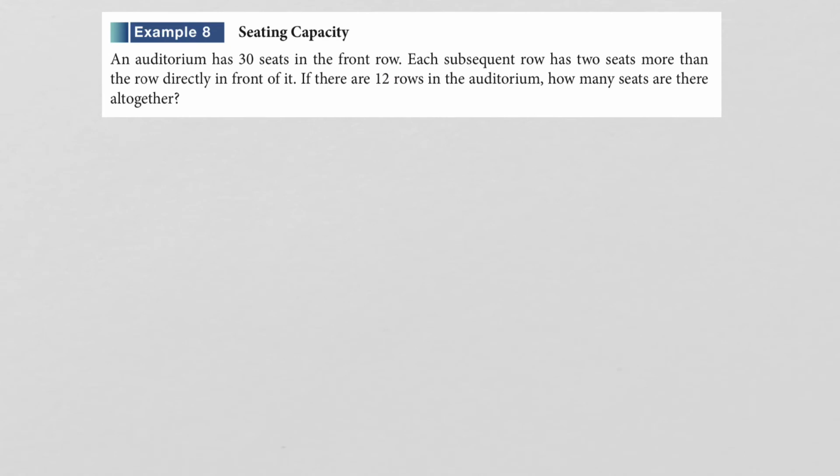Now let's take a look at an application. This is an application of an arithmetic sequence. It says an auditorium has 30 seats in the front row. Each subsequent row has 2 seats more than the row directly in front of it. So the front row has 30 seats. The next row is going to have 32 seats. The next row will have 34 seats, right? And there are 12 rows in this auditorium. So how many seats do we have altogether?